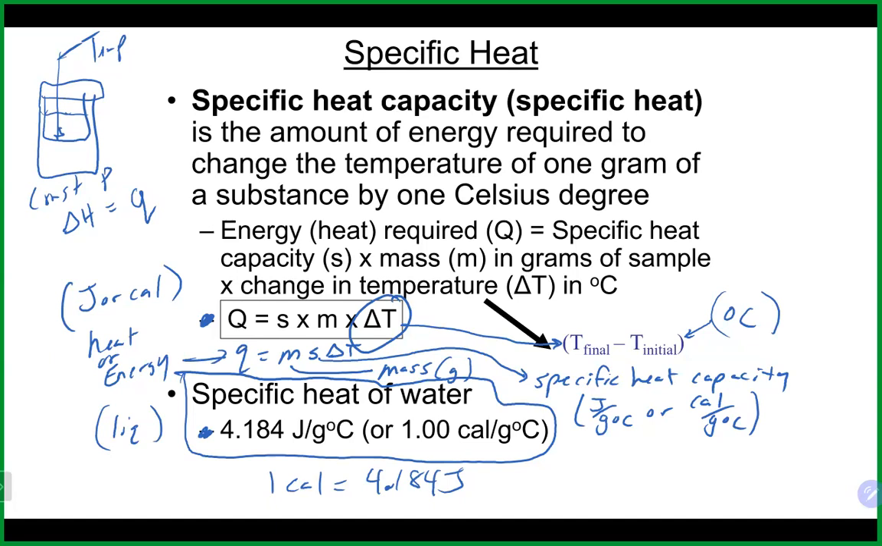So you won't have an idea if it's really exothermic or endothermic. So it's always important there to do final minus initial. Any questions on that there?